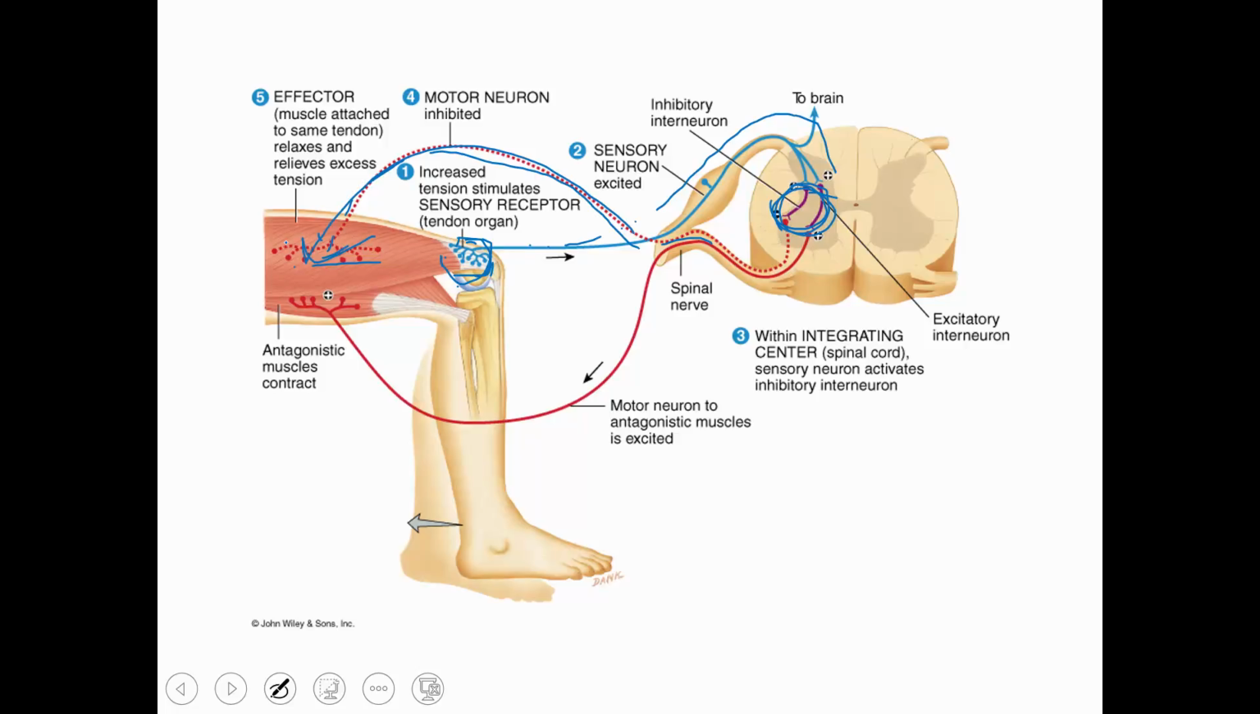So if I tap the tendon and stretch the muscle, it contracts in response. If I over-contract the muscle, then I stretch the tendon, or the Golgi tendon organ, and I inhibit the contraction. So both of these things are negative feedback mechanisms. The stretch reflex enables us to maintain a load. The Golgi tendon reflex keeps us from over-contracting and damaging our muscles and tendons.